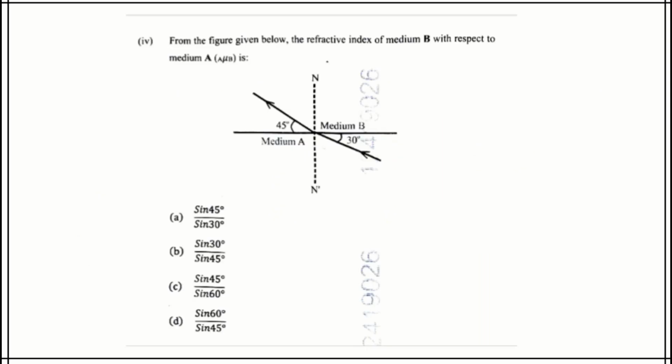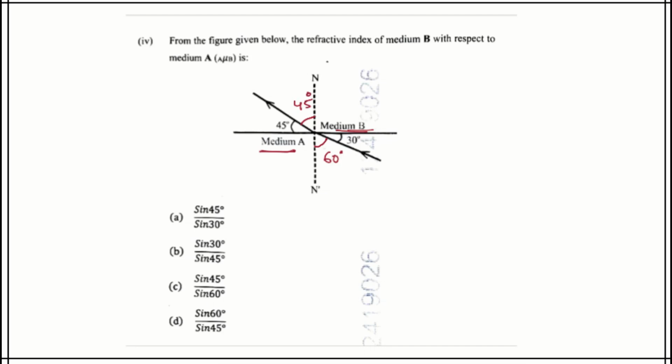Next question. Question number 4. From the given figure, the refractive index of medium B with respect to medium A. That means medium A is this side, medium B is this one. Upper side is medium B, lower side is medium A. So in this case, the incident ray with the normal makes an angle 60 degree. As it is mentioned, 30 degree, so 90 minus 30 is 60 degree. In medium B, the refracted ray makes an angle of 45 degree with the normal.